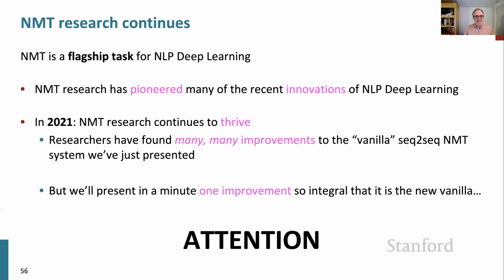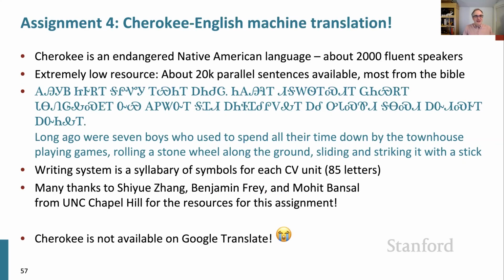But before I get on to attention, I want to spend 3 minutes on our assignment 4. For assignment 4 this year, we've got a new version of the assignment, which we hope will be interesting, but it's also a real challenge. We've decided to do Cherokee English machine translation. Cherokee is an endangered Native American language. It has about 2,000 fluent speakers. It's an extremely low resource language. There isn't much written Cherokee data available, period. And particularly, there's not a lot of parallel sentences between Cherokee and English.